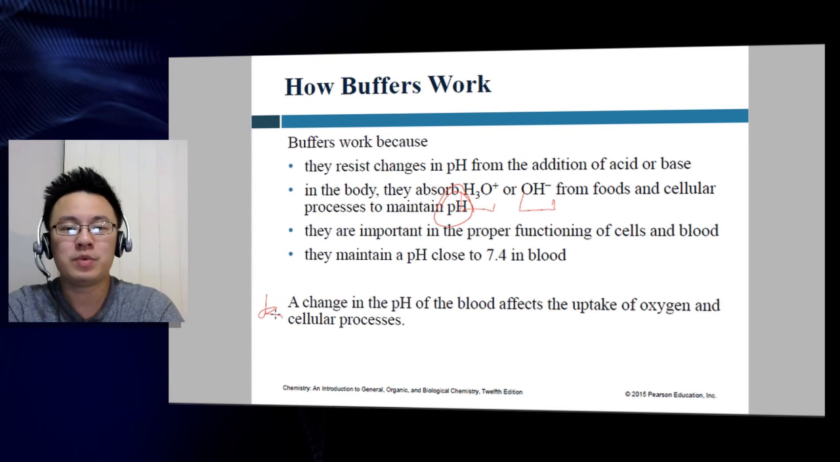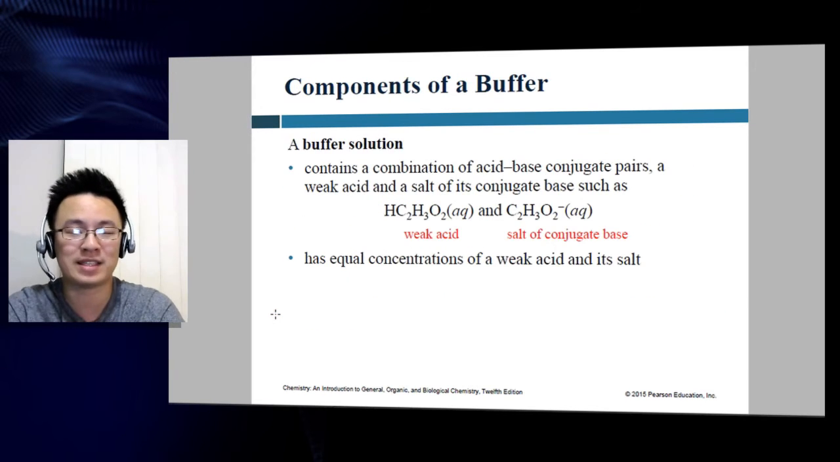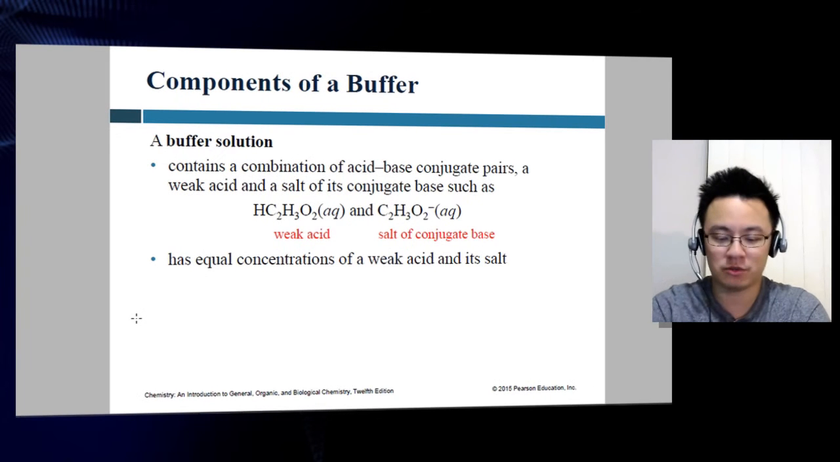Now, a change in the pH of the blood affects the uptake of oxygen and many cellular processes as well, because hemoglobin is a protein and it is affected by the hydrogen ion concentration in solution.